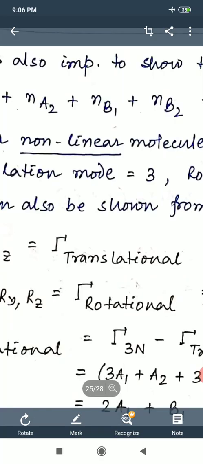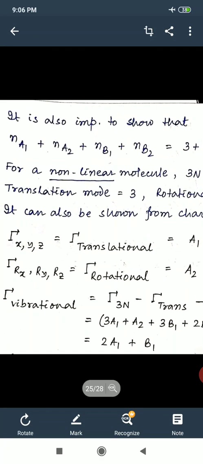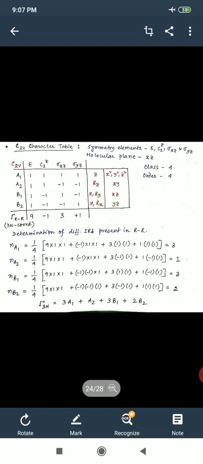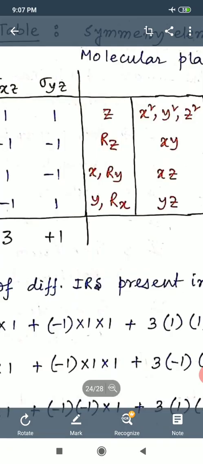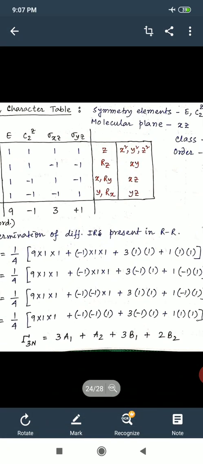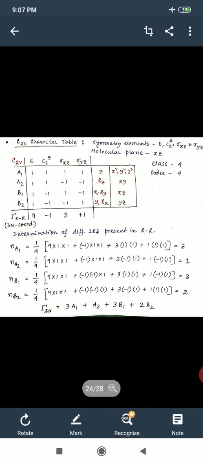It can also be shown from the character table. Just to check, I have written here the Bethe notation x, y, z, that is our translational. Translational means we go along an axis, x or y or z. In region number 5, I have written z, then Rz, then x, Ry, then y, Rx. That means x, y, z are there. Where are they? In A1, in B1 and in B2. So the Bethe notation of translational is A1 plus B1 plus B2.